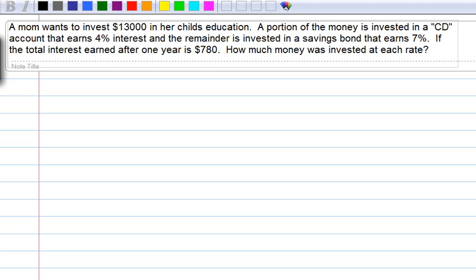A mom wants to invest $13,000 in her child's education. A portion of the money is invested in a CD account, which earns 4% interest, and the remainder is invested in a savings account, or a savings bond, that earns 7% interest. If the total interest after 1 year is $780, how much money is invested at each rate?